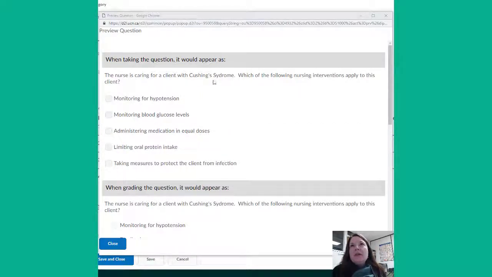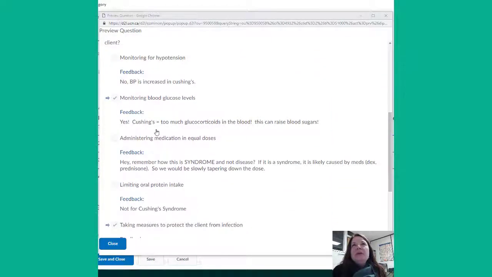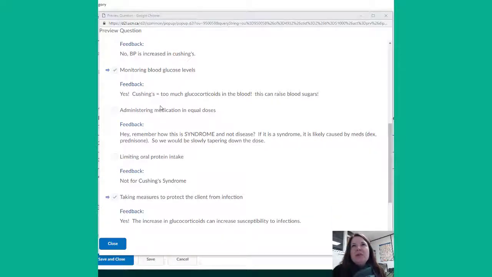The nurse is caring for a client with Cushing's syndrome. Which of the following nursing interventions apply? This is a nice select all that apply for you guys. And here are our options, so let's go down to the answers. Monitoring for hypotension, no. We want to know that BP is increased in Cushing's, so we're not looking for hypotension. Monitoring blood glucose levels, yes. Cushing's is too much glucocorticoids in the blood, and so our blood sugars are going to go up. So that one was correct.